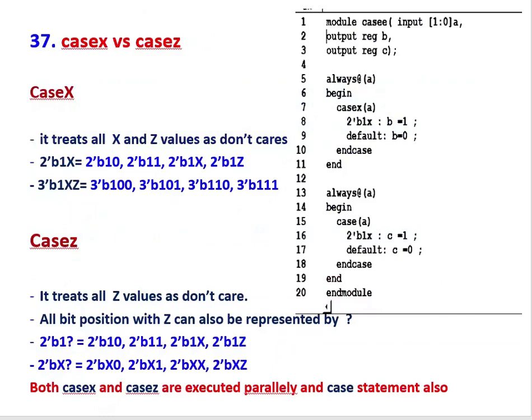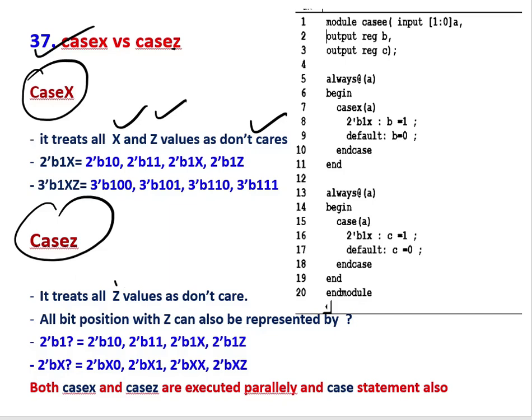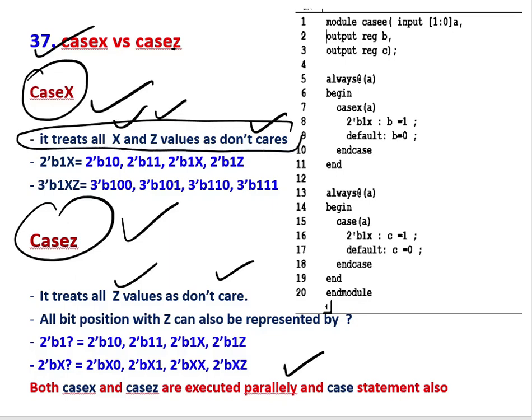Next one is casex versus casez. In casex, it treats all X and Z values as don't cares. In casez, it treats all Z values as don't care. So this is the difference. And both casex and casez are executed in parallel. This you have to remember. The basic difference is that casex treats all X and Z as don't care, and casez treats only Z values as don't care.